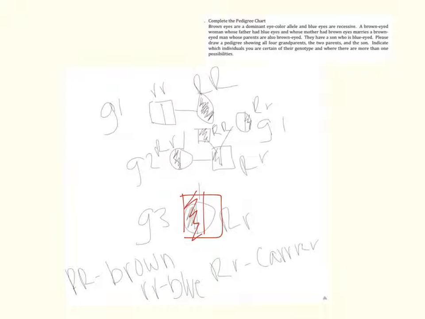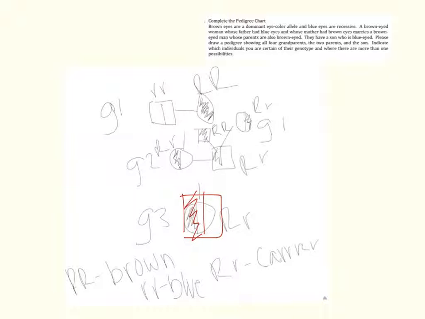The generations are: generation 1 are the parents of these. So the mom's parents and the boy's parents are generation 1. And they have the offspring of generation 2. And they have the offspring of generation 3, which is the son. So finding all of this is kind of confusing.